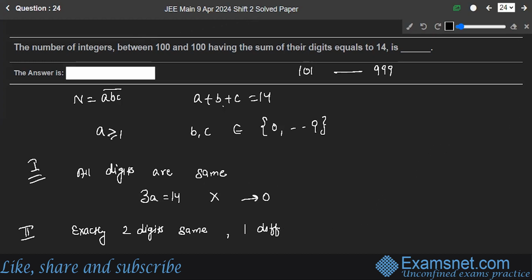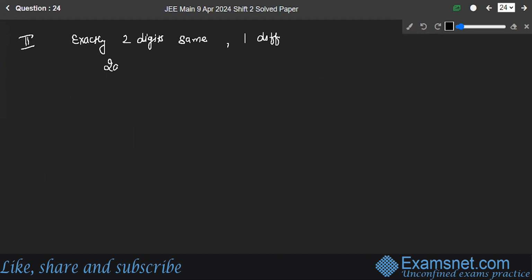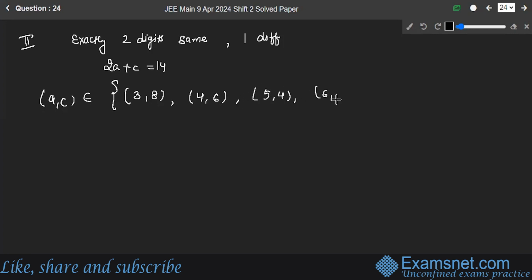Okay, that makes 2a plus c equal to 14, right? So what are the possible pairs for a and c in this case? See, a will be 3, b will be 3, and c will be 8. 3 plus 3 plus 8. Similarly, 4, 4, 6; 5, 5, 4; 6, 6, 2; 7, 7, 0.